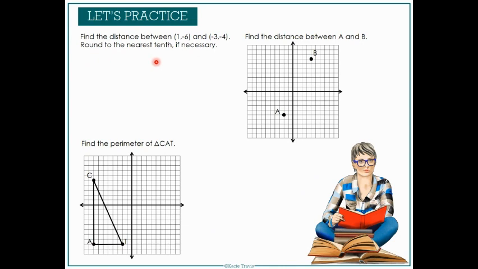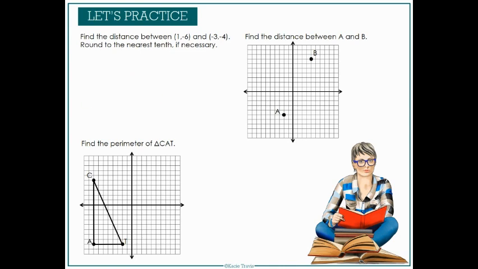All right. First one we got, we're finding the distance between (1, -6) and (-3, -4). Now, this stuff you can kind of eyeball here, but when you look at this, I know that 1 and -3, these are 4 spaces apart. I know -6 and -4, those are only 2 spaces away. So keep that in mind as we go through.